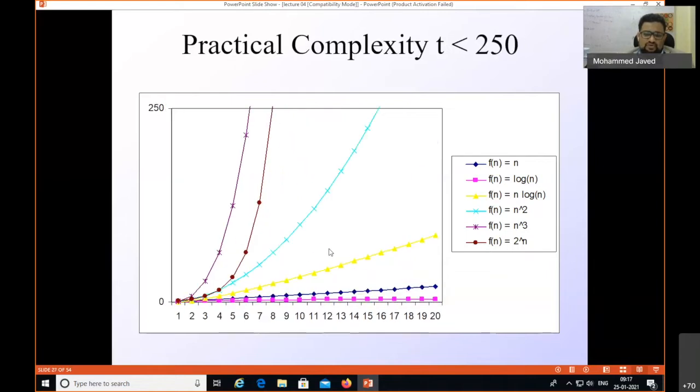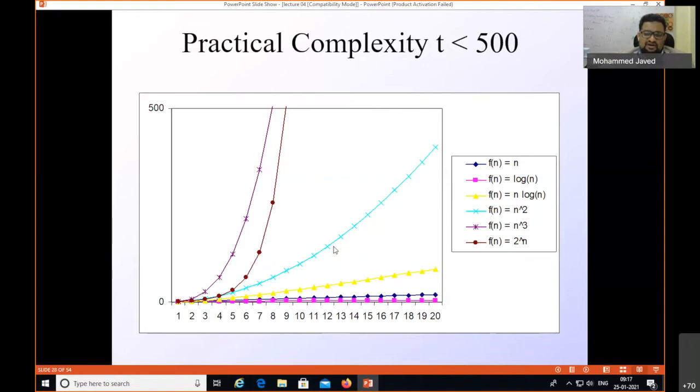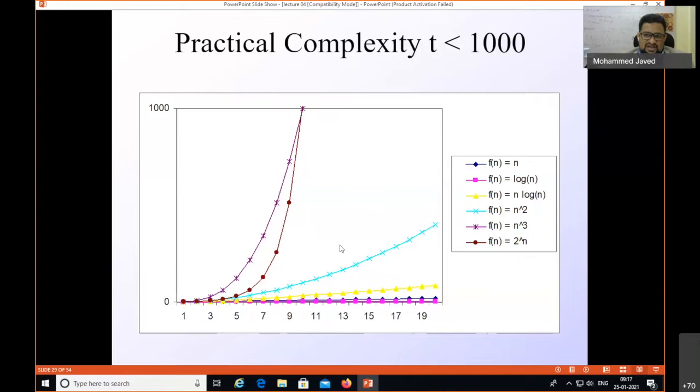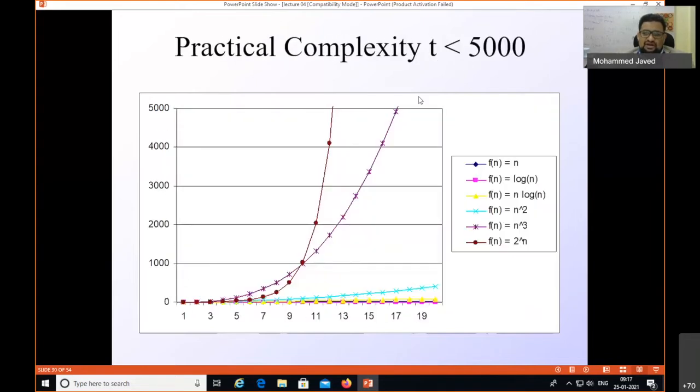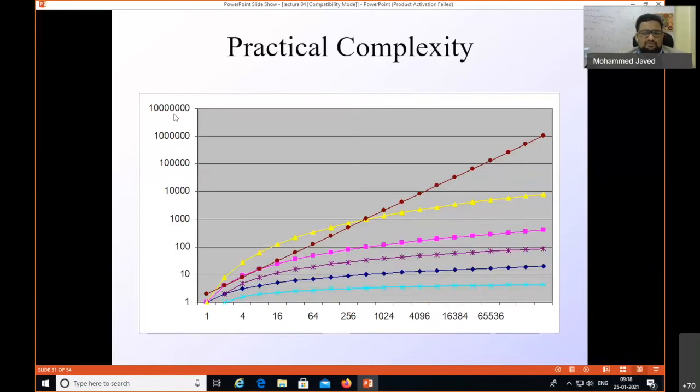See, in the previous slide the n cube was growing, the 2 power n was growing slowly, and now when t is less than 500, the 2 power n is growing, and at less than 1000, 2 power n is growing. And if t is less than 5000, 2 power n is the fastest growing time complexity, faster than n cube. Other algorithms, n log n and n square, are growing slowly. So we should avoid 2 power n algorithms or cubic algorithms. This is the practical time complexity by taking some large values, just to show you how the time complexity varies.